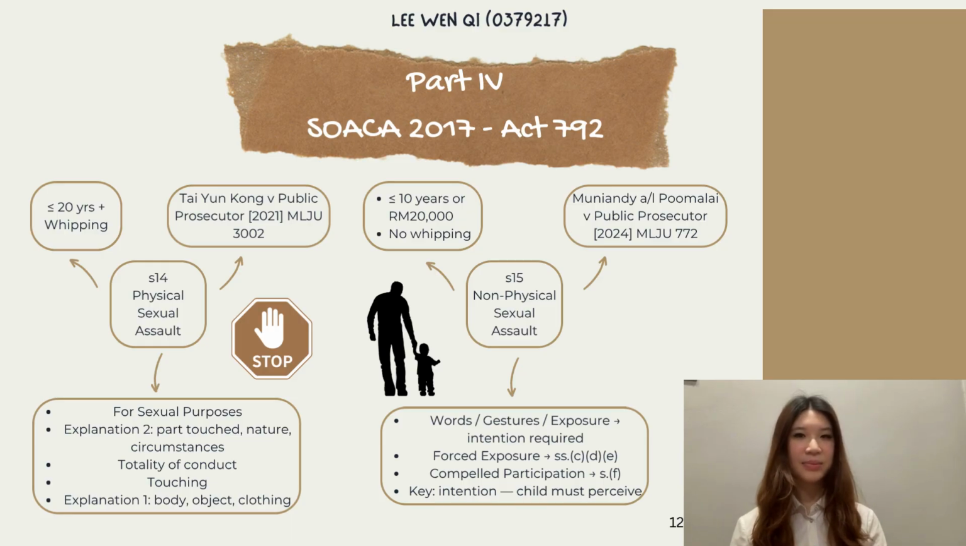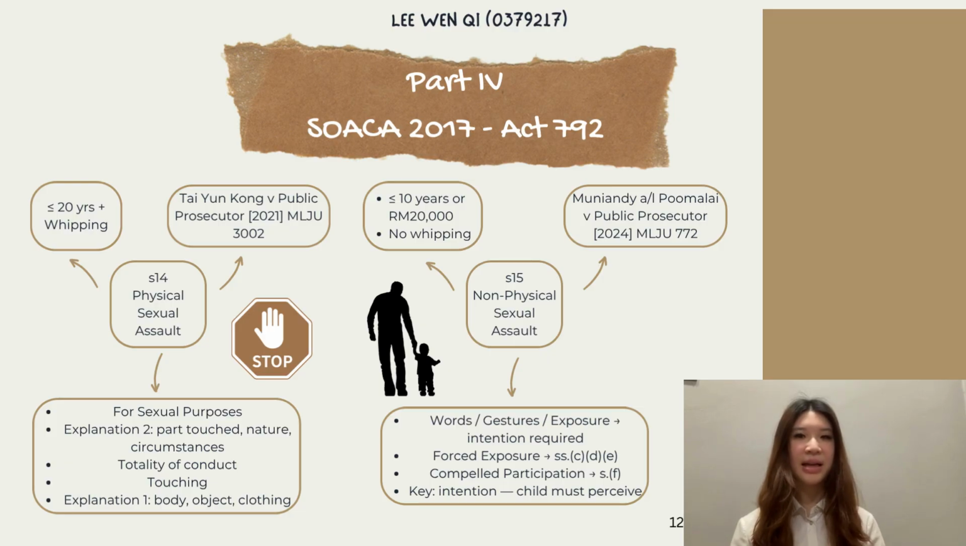After the 2023 Amendment Act, paragraph 15 sub B was removed, but the remaining provisions still cover three broad categories: conduct directed at a child, exposing a child to sexual activity, and compelling a child to engage in sexual conduct. Under the first category, Section 15 sub A part 1 criminalizes exposing one's body or any object with the intention that it be seen by a child.